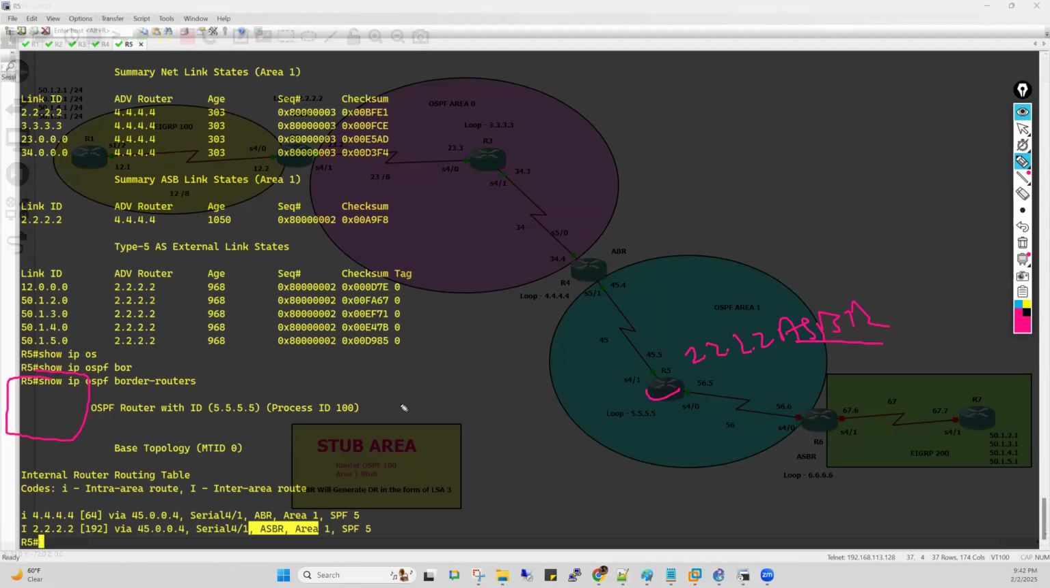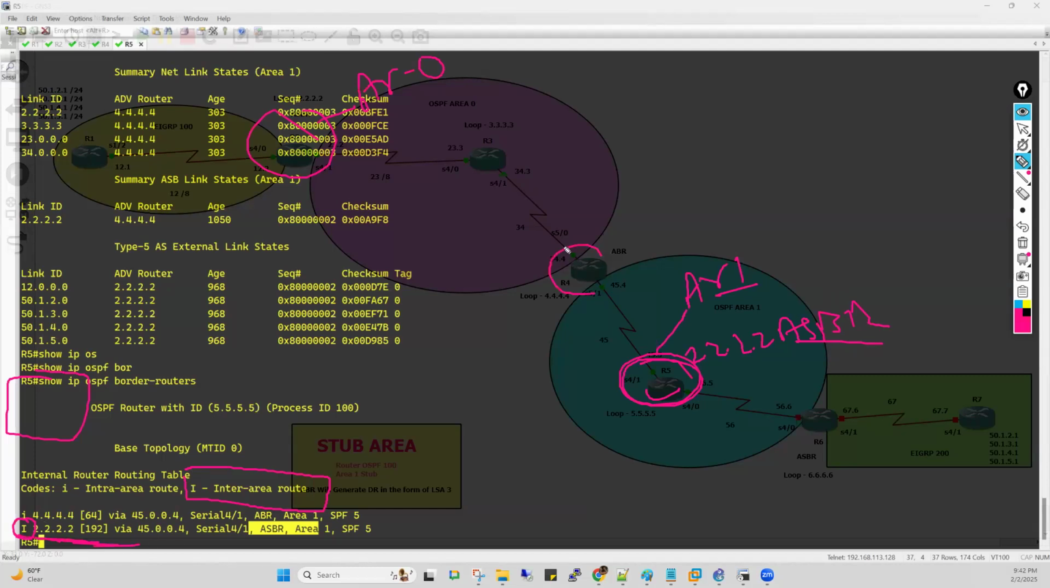Yes or no? Right? Now, see this line. Is that a small i or a capital I? Capital I. Capital I means inter area. It means for this router, who is the ASBR? This router is present in which area? Area 1. And the ASBR is present in which area? Area 0. Yes or no? So that's the reason you are getting inter area here. Clear, guys? Do you understand?